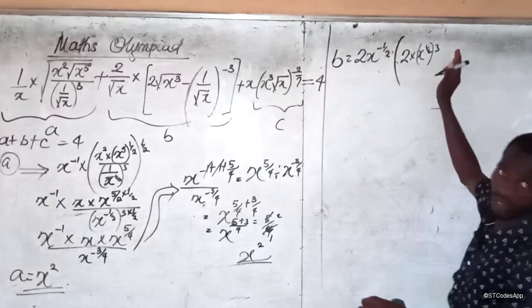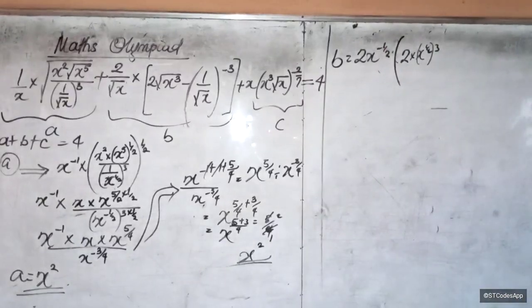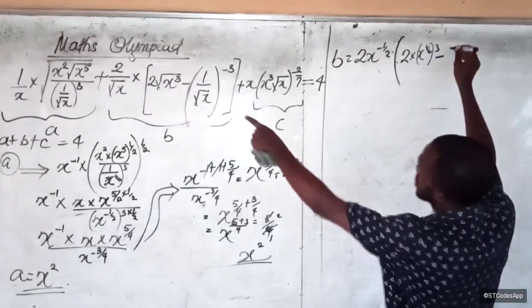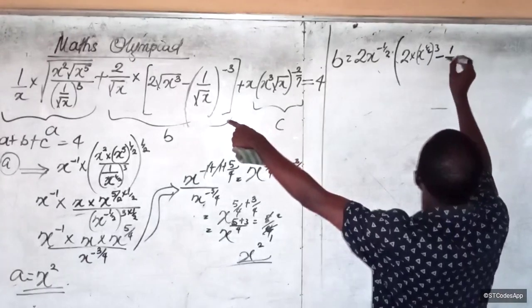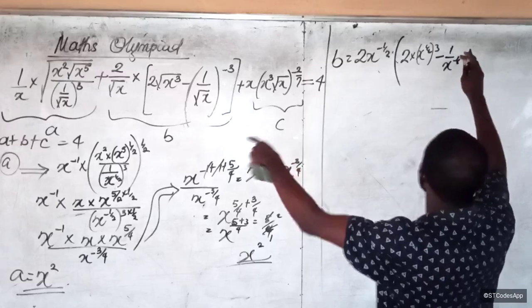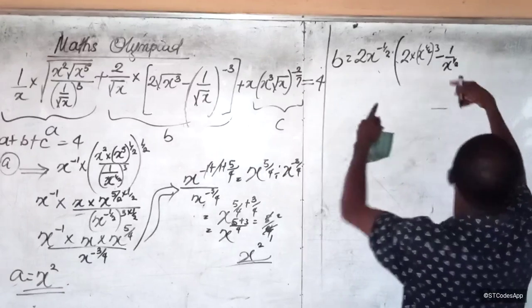Okay. So we have this guy minus here. This guy is going to be 1 over x to the power minus half. No, x to the power half, right? That first. Half. So it's going to come up.